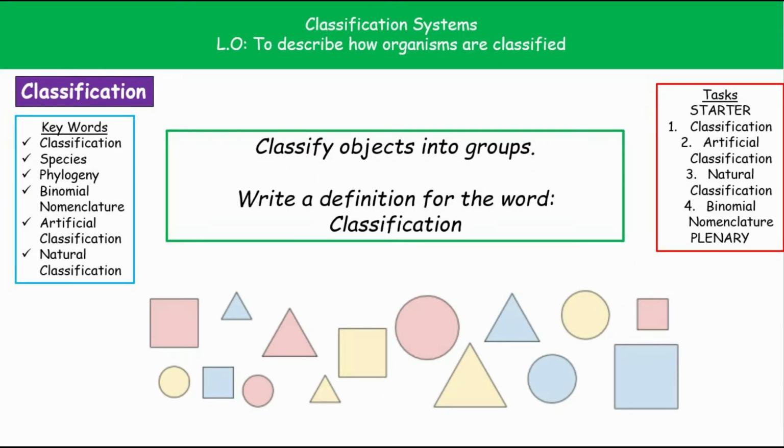Now, before we jump into scientific classification, I thought we'd start with a more basic version. So what we've got is a range of different shapes at the bottom there. What I'd like you to do is classify them into groups of your choosing. And obviously, once you put them into those groups, just write down a sentence to say how you classified them. Once you've done that, see if you can write a definition for the word classification.